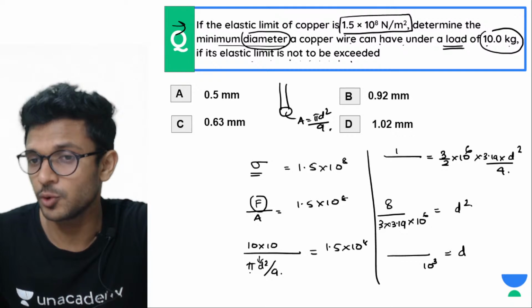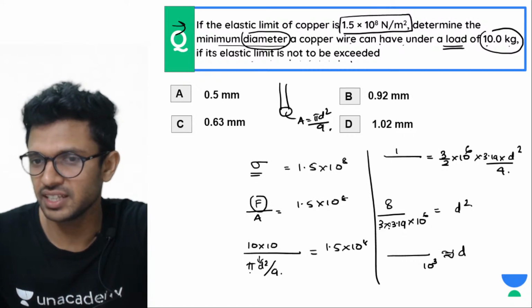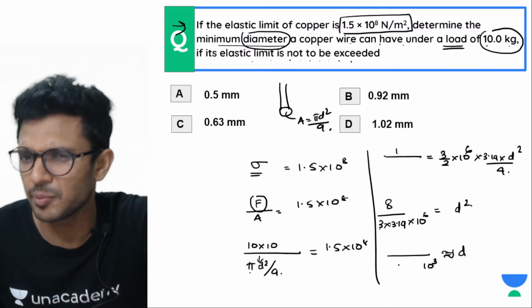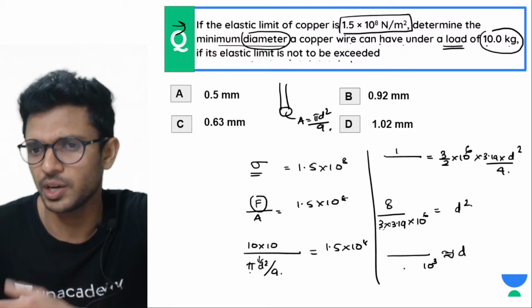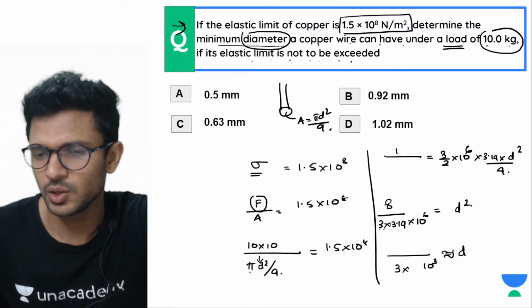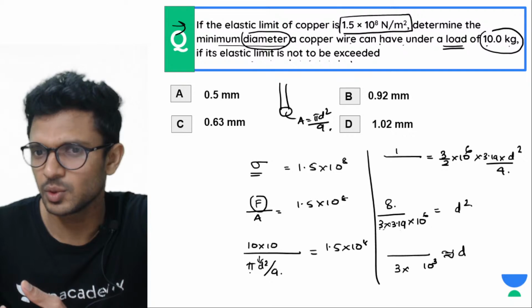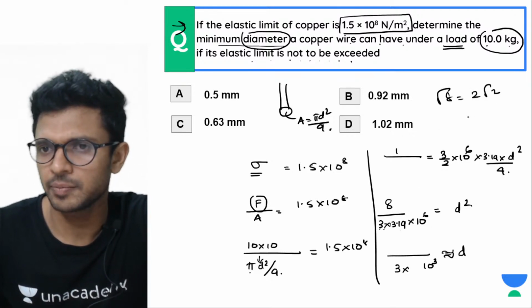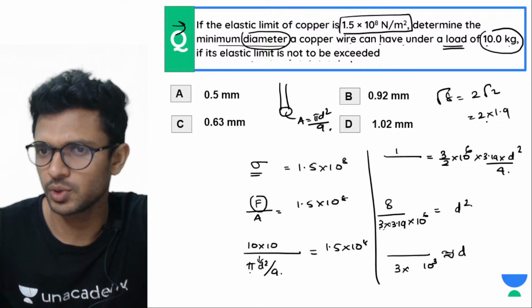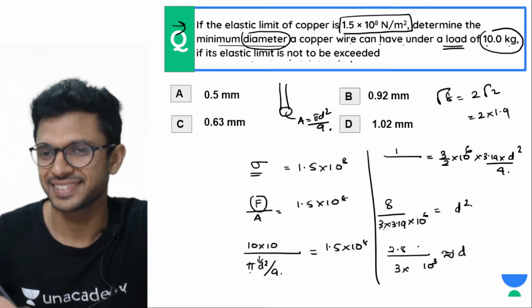3 into 3.14, let us approximate. ठीक है, 3 into 3.14 का approximation, उसका square root कितना? 3 3 are 9 almost, उसका square root 3 होता है. Okay, 8 का square root, what is square root of 8? That is 2 root 2, है ना? So root 2 is 1.4. So this is 1.4, 2.8.